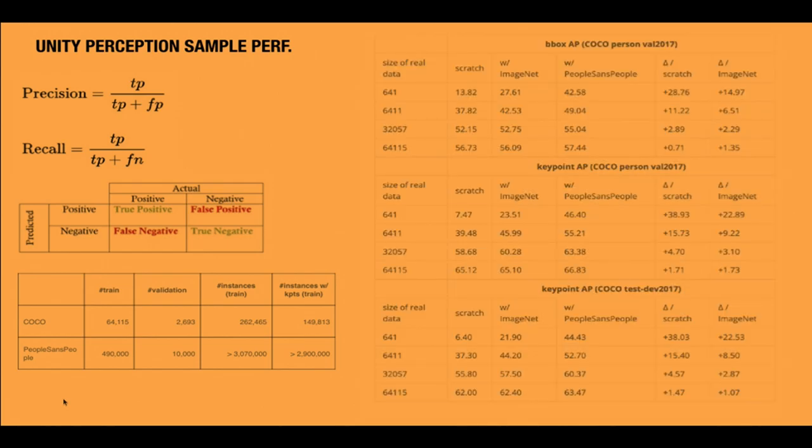Now, here they use key points as well. Key points are the skeleton tracking data for people. So, this is all of the results. I won't bore you with all of it, we'll just look at the end results.